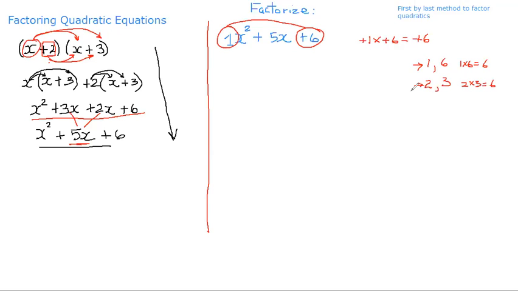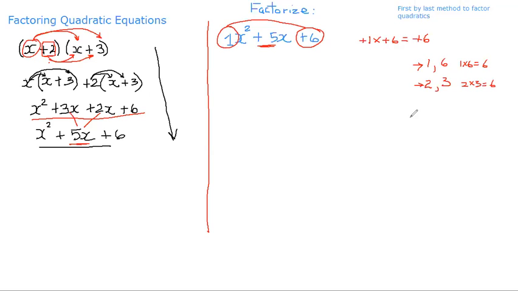And then I ask myself, which of these two factors can I use to either add or subtract so that I can get the same number that was in the middle here? I don't know if you see where I'm going with this. Obviously, for me to get a plus 5 in the middle here, I can't add 1 and 6 and get plus 5.